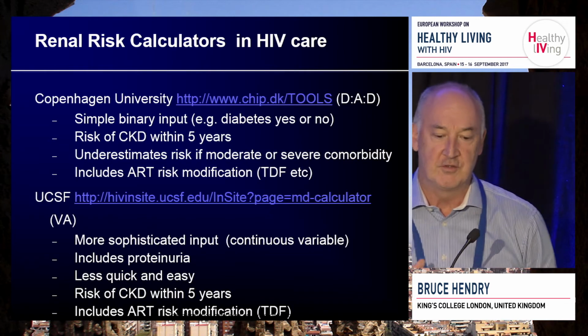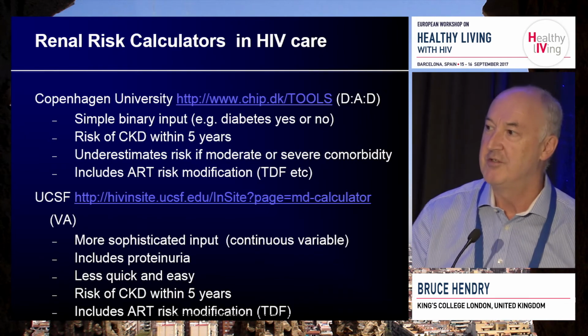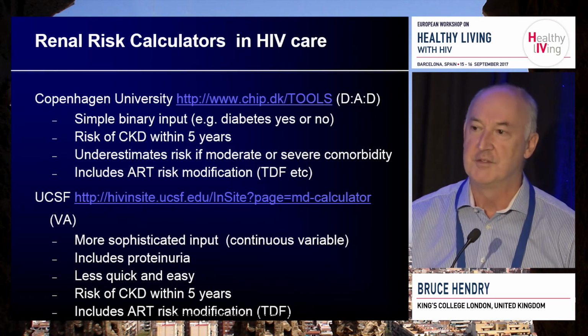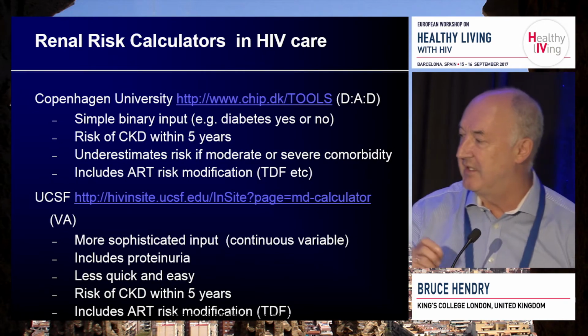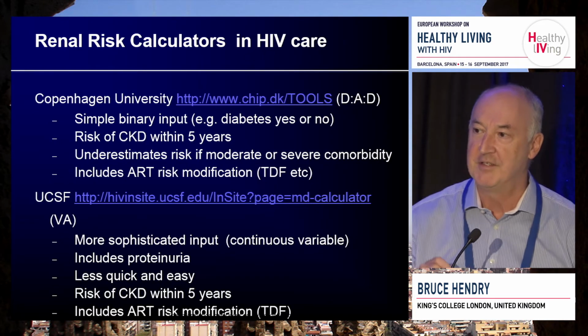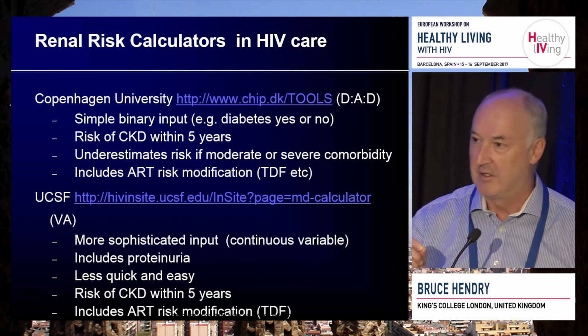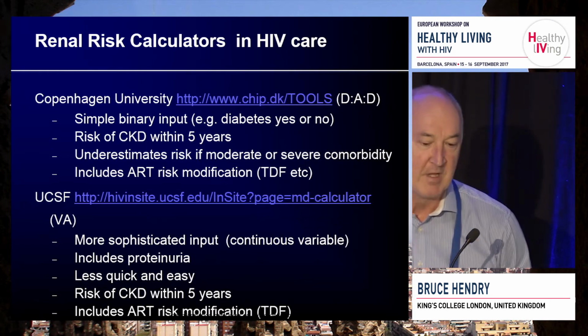So if you've got uncontrolled 3-drug hypertension and uncontrolled type 2 diabetes, then just clicking yes or no on this risk calculator is not giving you enough of a risk for that individual patient.